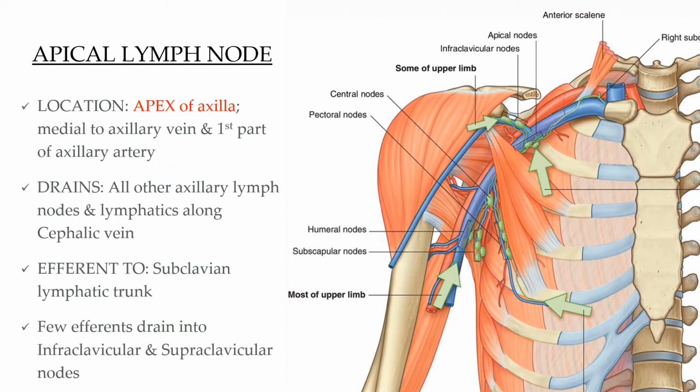Apical group of axillary lymph nodes. They are so called because they are located at the apex of axilla, medial to the axillary vein and the first part of axillary artery. They drain the lymph from all other axillary lymph node and from the lymphatics which run parallel to cephalic vein. These apical group of lymph node drain their lymph into the subclavian lymphatic trunk. However, few of the lymphatics drain the lymph into infraclavicular and supraclavicular group of lymph nodes.